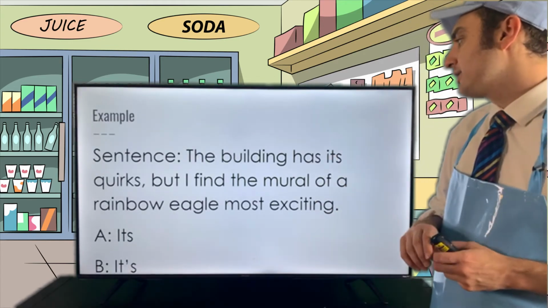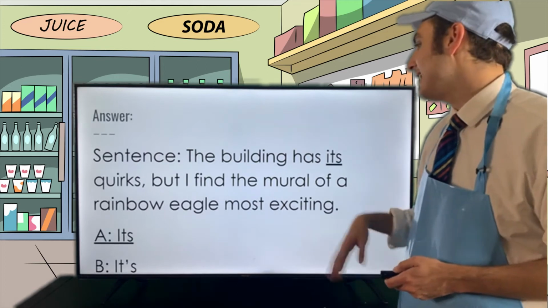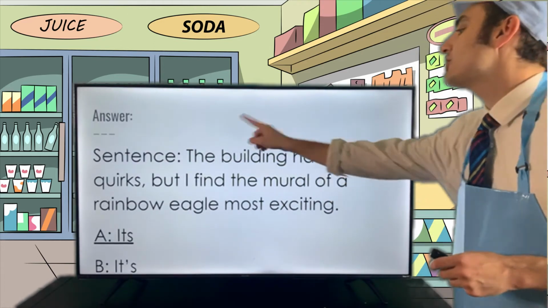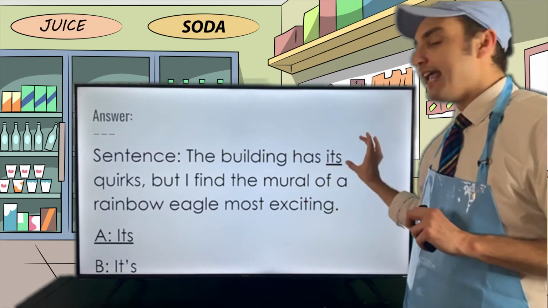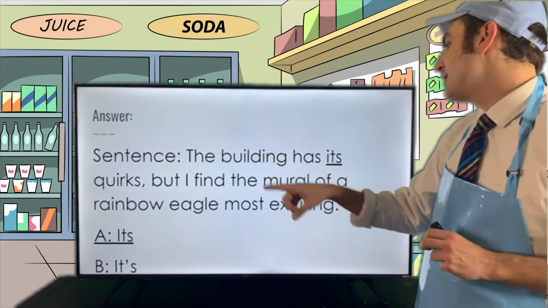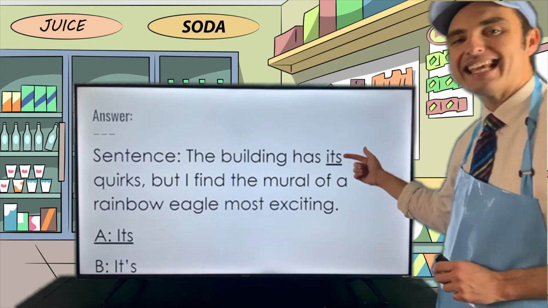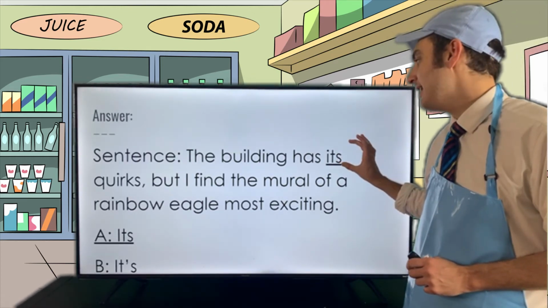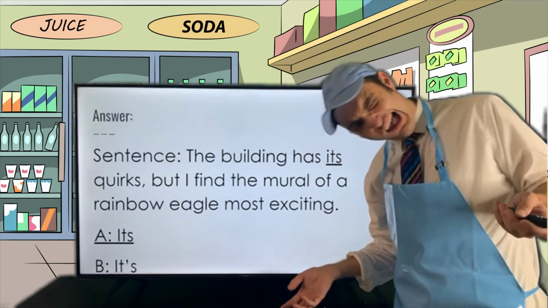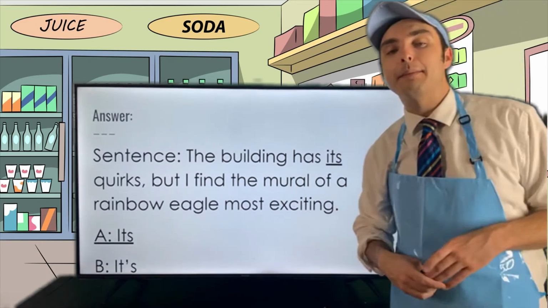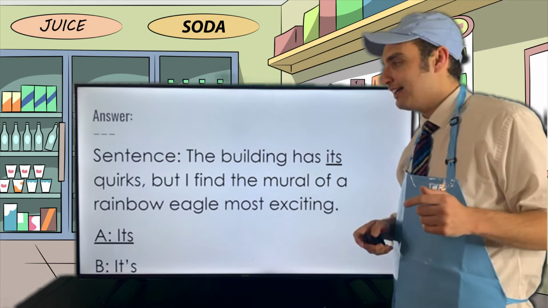The building has its quirks, but I find the mural of a rainbow eagle most exciting. Alrighty. I kind of gave it to you. The building has its quirks. Its being the possessive form, because the building is owning something. It has quirks. However, I want you to really dig in deep and look at this its. This is possessive. It wouldn't make sense if it said the building has it is quirks. Huh? No, it doesn't work. So that's why we're going to go ahead and put the possessive form of its into the sentence. So the correct answer is A. Next one.